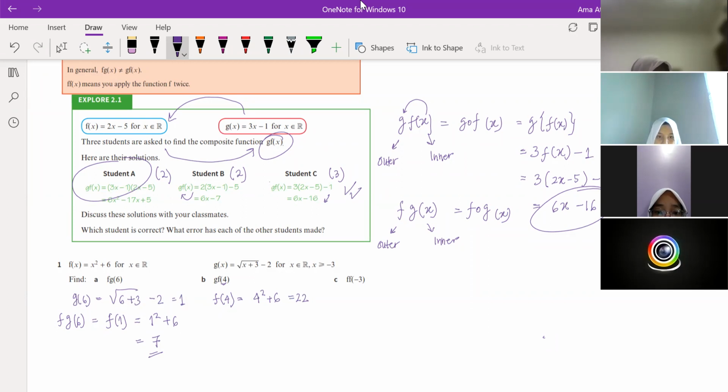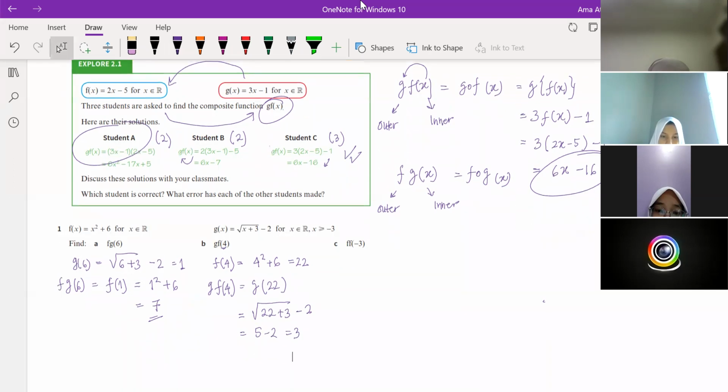Then we are substituting f of 4 into g. So f of 4 is 22, so g of 22. We are changing the x in the function of g with 22. So the square root of 22 plus 3, which is 25, minus 2. The square root of 25 minus 2 is 5 minus 2. So it is 3.